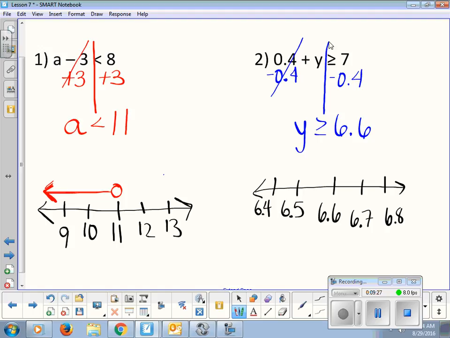For this one, if I have y is greater than or equal to 6.6, would I have an open or closed circle? Closed. 6.6 is part of my solution. And if we want greater than 6.6, which way would we shade? To the right. We want to include the numbers that are greater than 6.6. So either way you want to graph is fine. You can do it above the number line or on the number line.